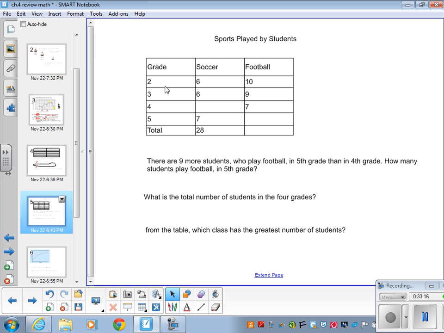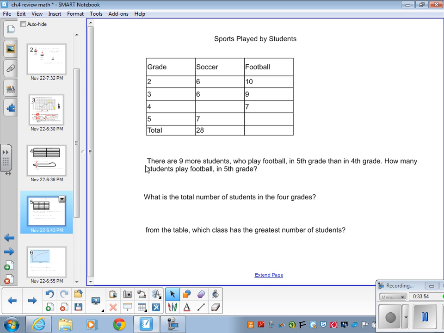I see that in 2nd grade, there are 6 soccer players and 10 football players. In 3rd grade, there's 6 soccer players and 9 football players. In 4th grade, they don't tell me how many soccer players there are, but they do tell me there's 7 football players. And in 5th grade, they tell me there's 7 soccer players, but they don't tell me how many football players. They do give me a total. The total of soccer players in all the grades is 28. All right, I think I'm ready to answer the questions.